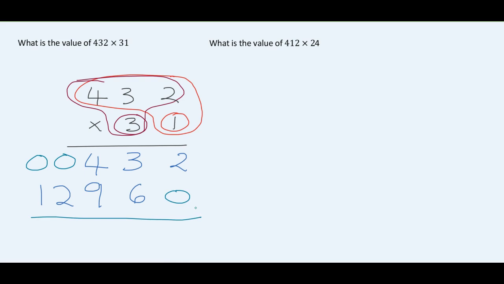Okay, so now we add numbers together. 2 plus 0, we have 2. 3 plus 6, we have 9. 4 plus 9, we have 13. So we have 13. We're going to write the 3 and bring the 1 up here. 1 plus 0 plus 2, we have 3. 1 plus 0, we have 1.